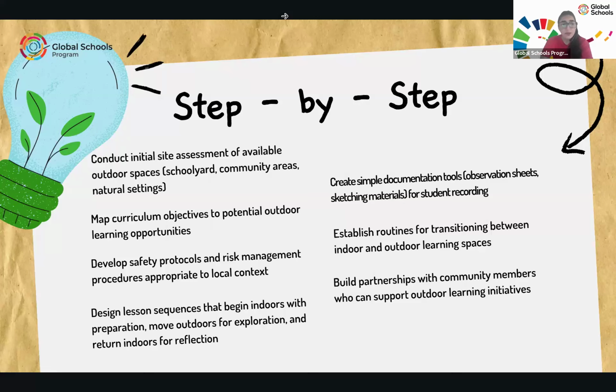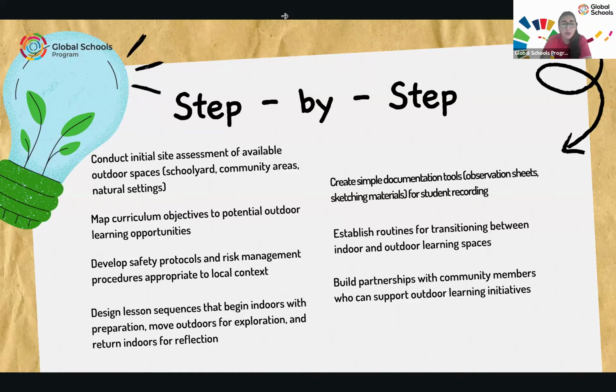So your first step would be to conduct initial site assessment of available outdoor spaces, right? So depending on your topic, you find an outdoor space that suits your purpose. For example, if you are teaching a lesson on, let's say, numbers, or you're teaching a lesson on engineering, or you're teaching a lesson on construction or architecture, then you would maybe choose a really crowded indoor space, right? Outdoor of the classroom, obviously, but indoor in a building, in a parking lot, in a basement, somewhere where students can count cars or stairs or steps or stripes on the road, whatever.